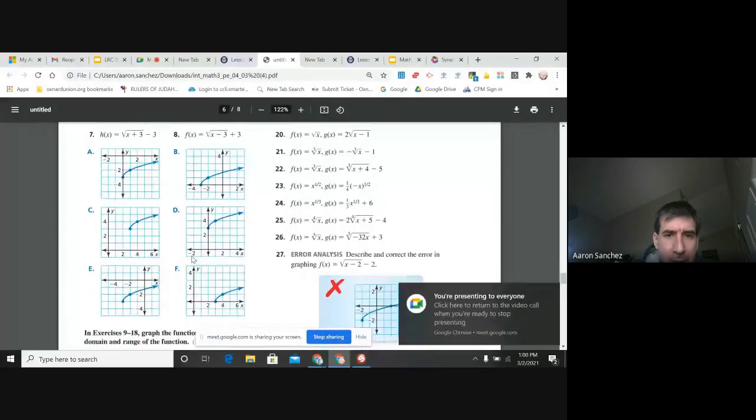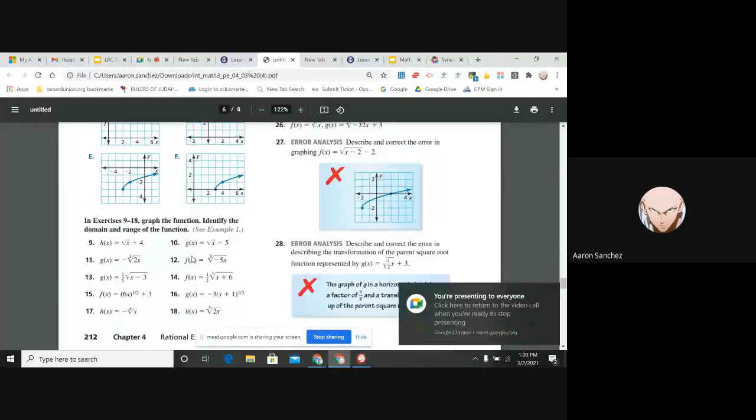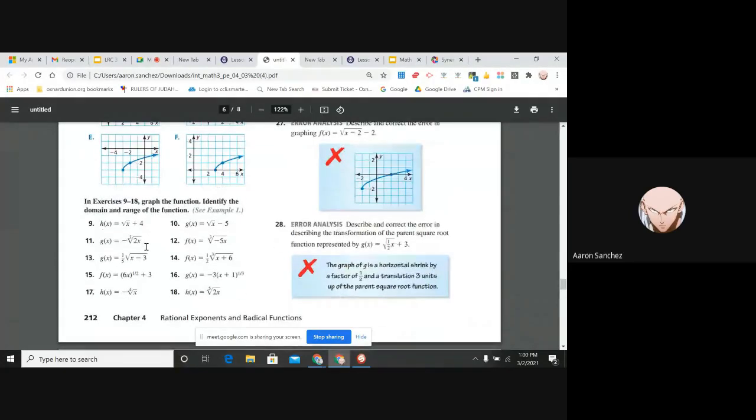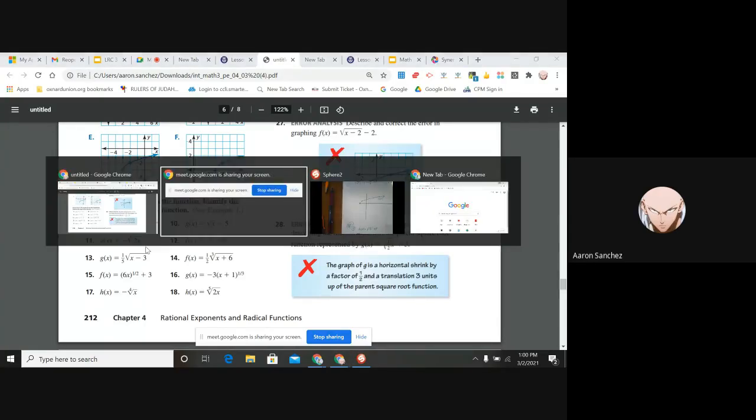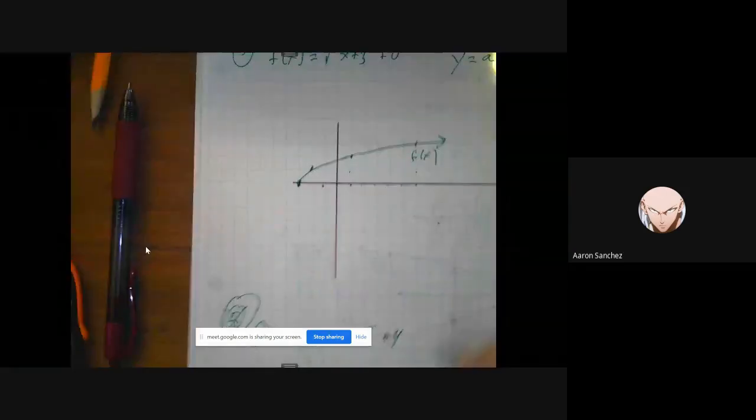7, 9. Okay, graph the function, identify the domain and range. Let's do 9. I'm going to do this fairly quick. 9 is h of x is equal to the square root of x plus 4. I'm going to do this fairly quickly. I think you guys are getting it based on your hands up.